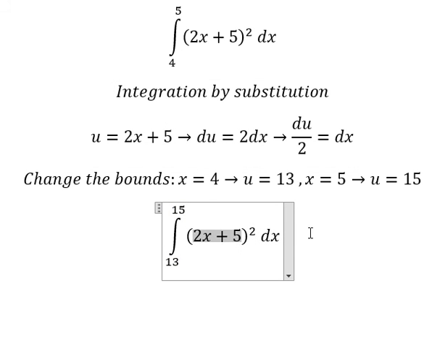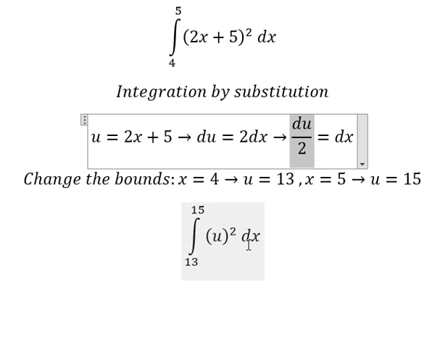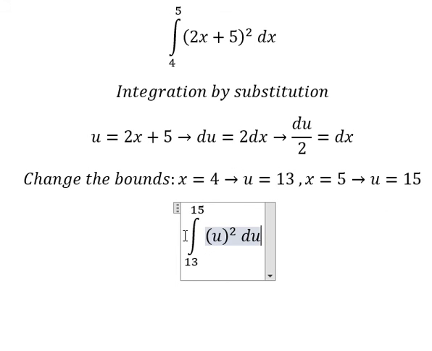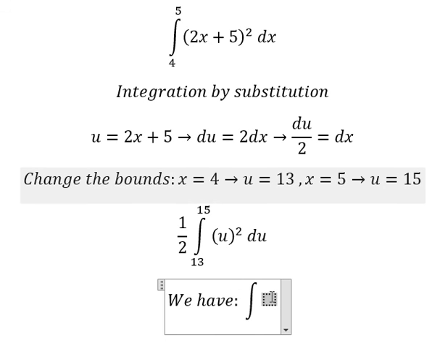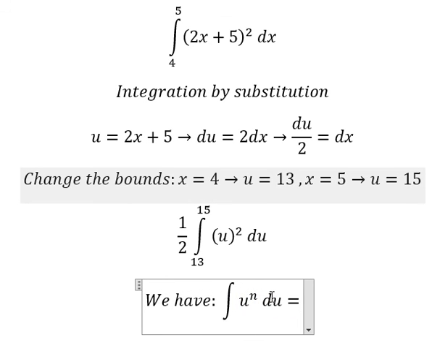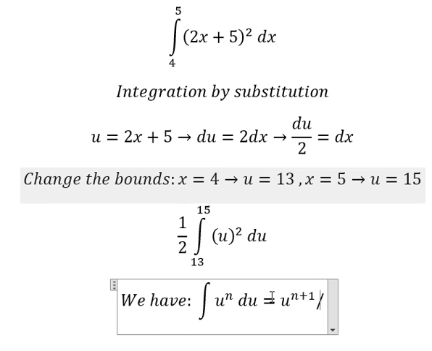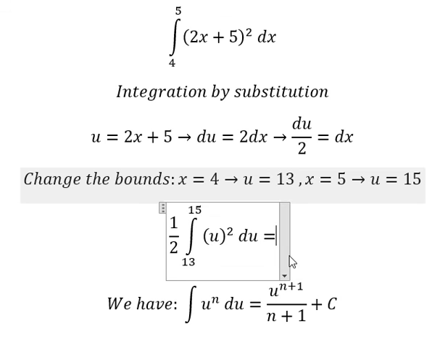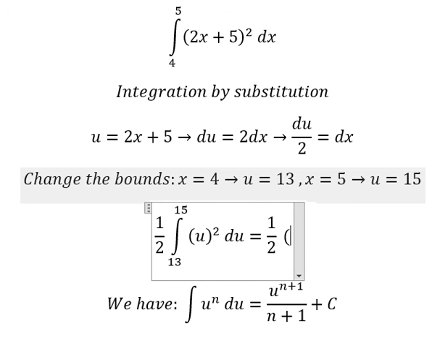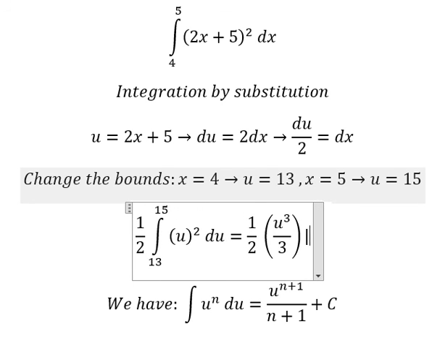This one we change by u. The s we change by this one. Now we have the formula in here. So this one we have u to the power of 3 over 3. And we put the bounds from 13 to 15.